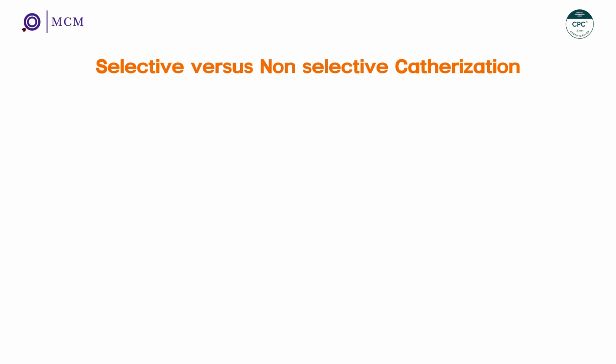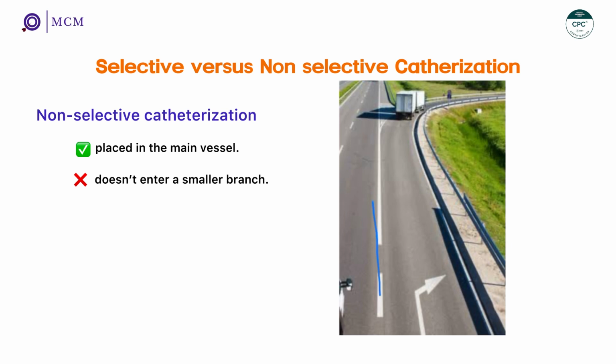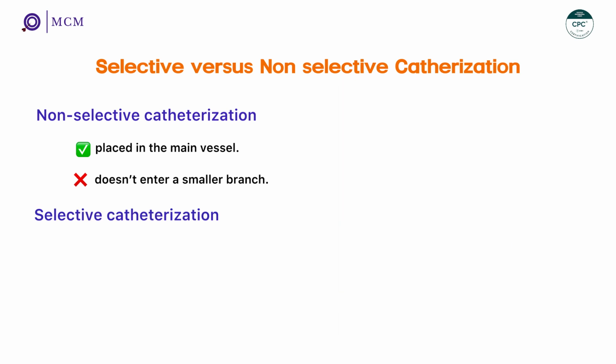Let's get started. 1. Selective versus non-selective catheterization. Catheterization coding can be tricky, especially when dealing with selective and non-selective procedures. Here's how you can master it. A non-selective catheterization means the catheter is only placed in the main vessel and doesn't enter a smaller branch. Think of it as stopping at the highway entrance rather than taking an exit to a smaller road. A selective catheterization, on the other hand, involves advancing the catheter beyond the main vessel into a specific branch.